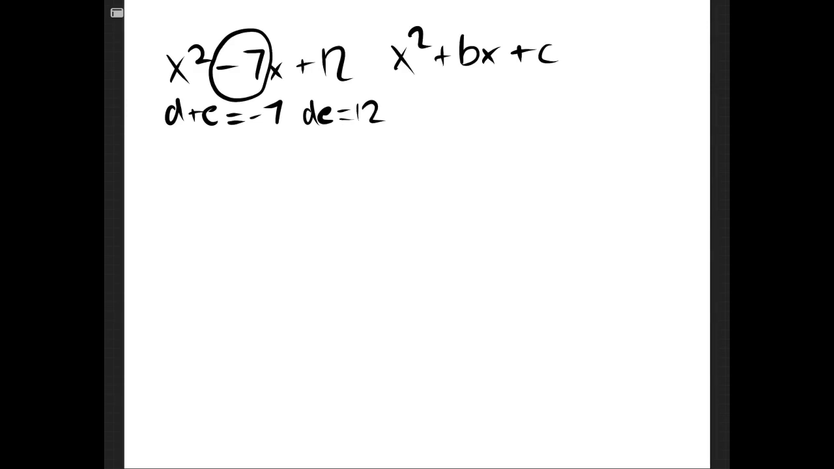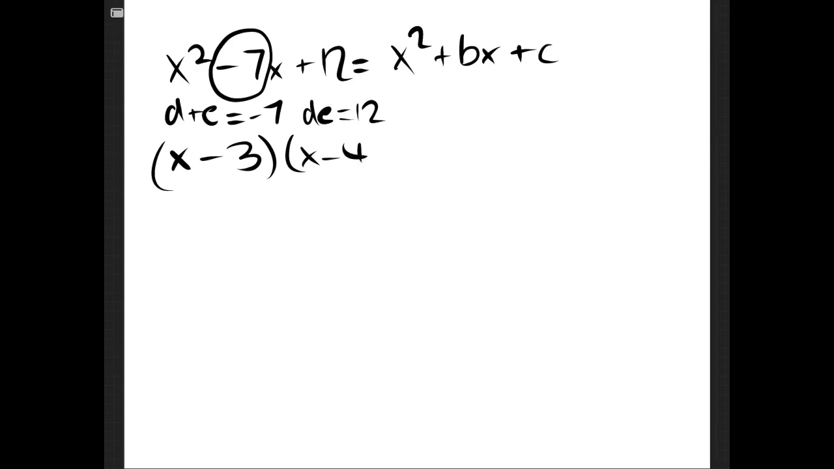Now, that doesn't really make a problem because two negative numbers can add up to negative 7, and if you multiply two negative numbers, you get a positive number. So now we just have to think, and again, I'm going to skip ahead. You can use any method you want just to figure out the factors. And now the factors, the variables are negative 3 and negative 4. So our two binomials are x minus 3 and x minus 4.